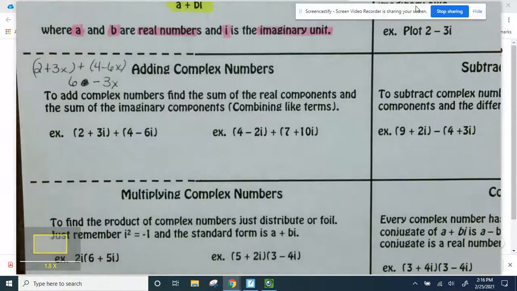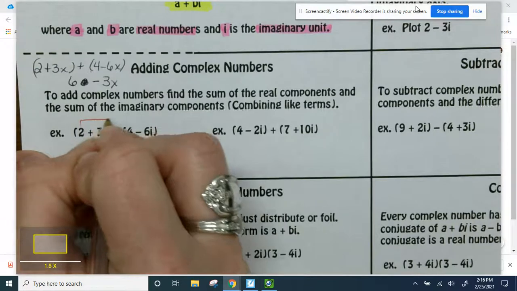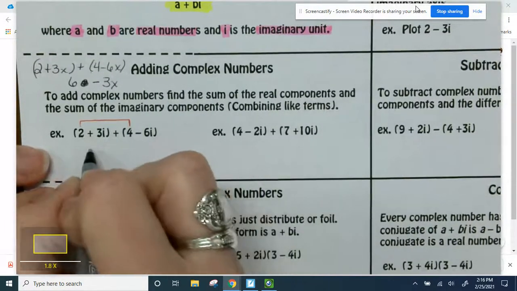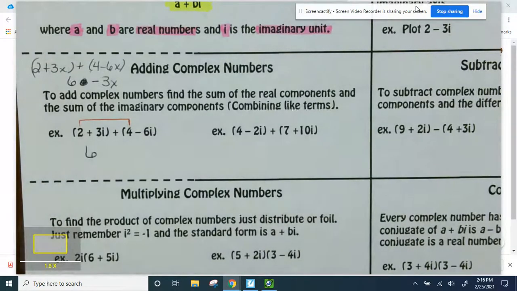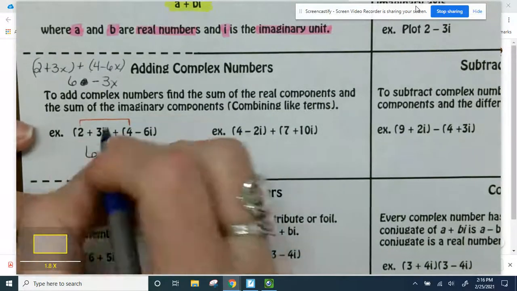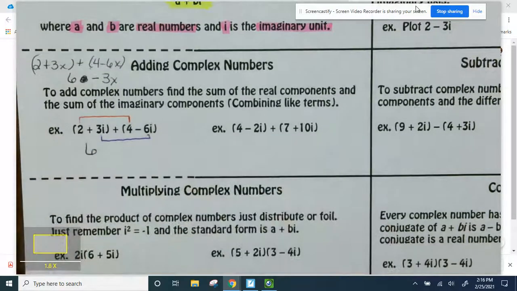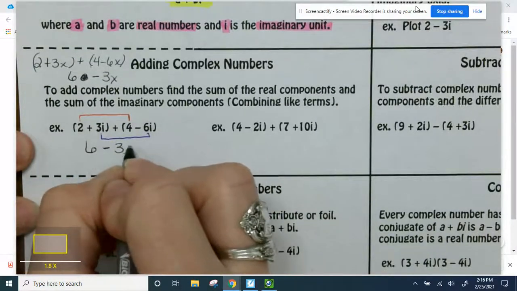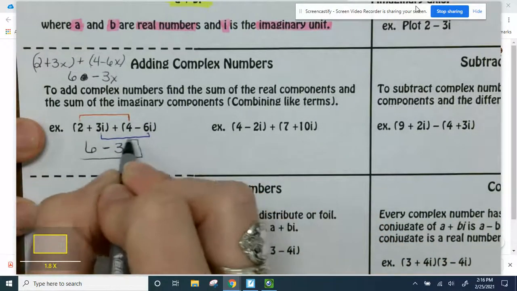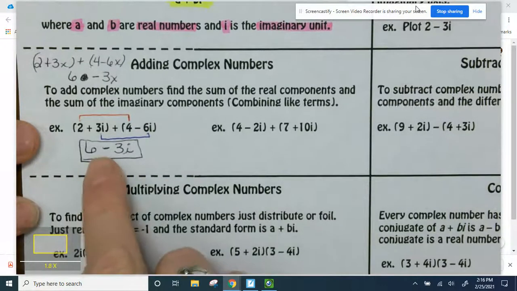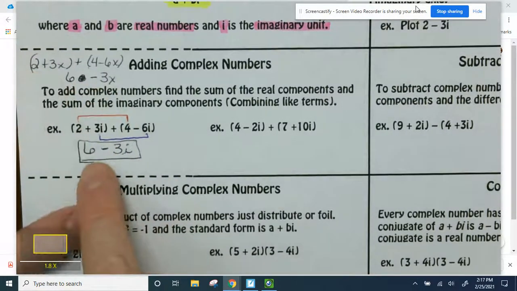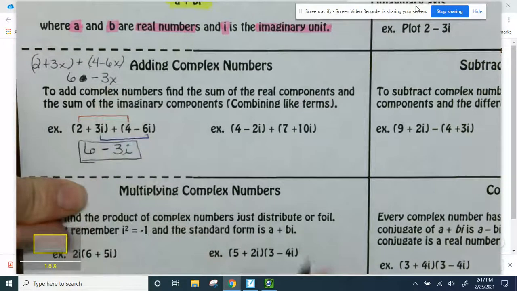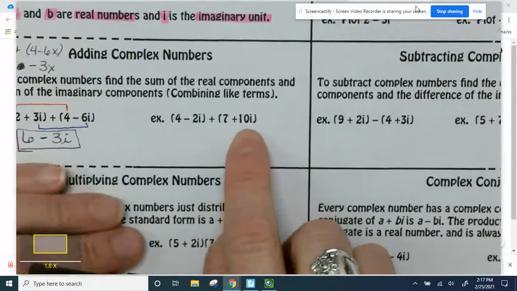So the first thing I'm going to do is put together the real number portions. That's these two. So 2 plus 4 gives me 6. Then I'm going to put together the imaginary part. That's this part here. So 3i minus 6i is negative 3i. And this would be your final answer right here, 6 minus 3i. Notice up here, 6 minus 3x, this is 6 minus 3i. So imaginary units act very similar to variables.